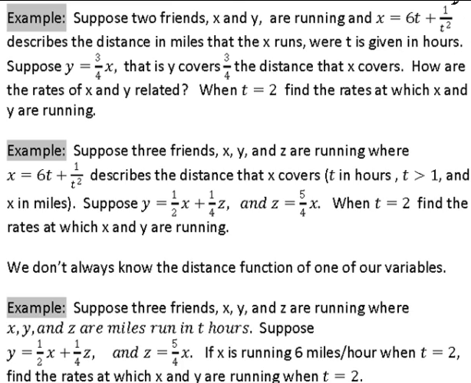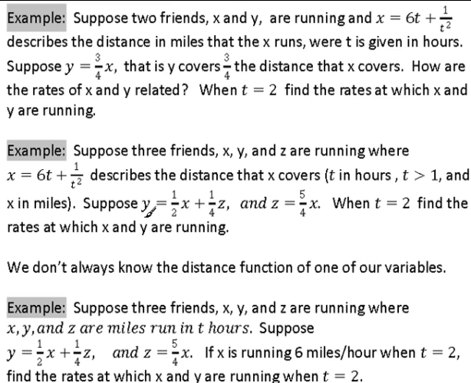Okay, so we had that equation, the distance function for runner x, and then we said that x and y are related by this equation. Y is equal to 3/4 of x. So using this equation we found dx dt. Using this equation we found that dy dt was 3/4 of dx dt, so we could find dy dt as well. Okay. Now here we have a situation where we have 3 friends, x, y, and z. Now we have the distance function for x, so we can figure out dx dt at any value of t.